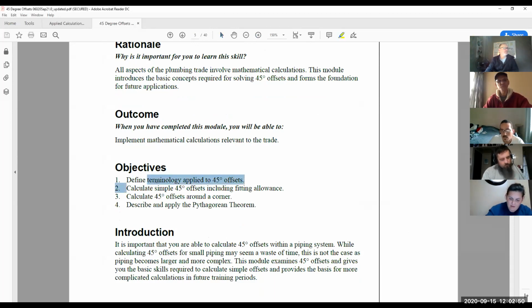Right here. So we're going to define some terminology. We're going to calculate simple 45s. We're going to calculate 45s around corners, and we're going to do Pythagorean theorem. Now, I don't particularly like the order that this is in. I am going to do number 4 first, then number 1, 2, 3. So I'm going to start with a little bit of terminology and then Pythagorean theorem with you.